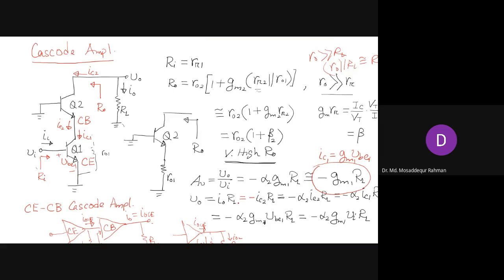So we have determined the input resistance and the output resistance. The input resistance is the same as the input resistance of a common emitter. The output resistance is very high, and the voltage gain is almost the same as the common emitter, except for one difference. It's independent of the output resistance of the common emitter, independent of small r naught.